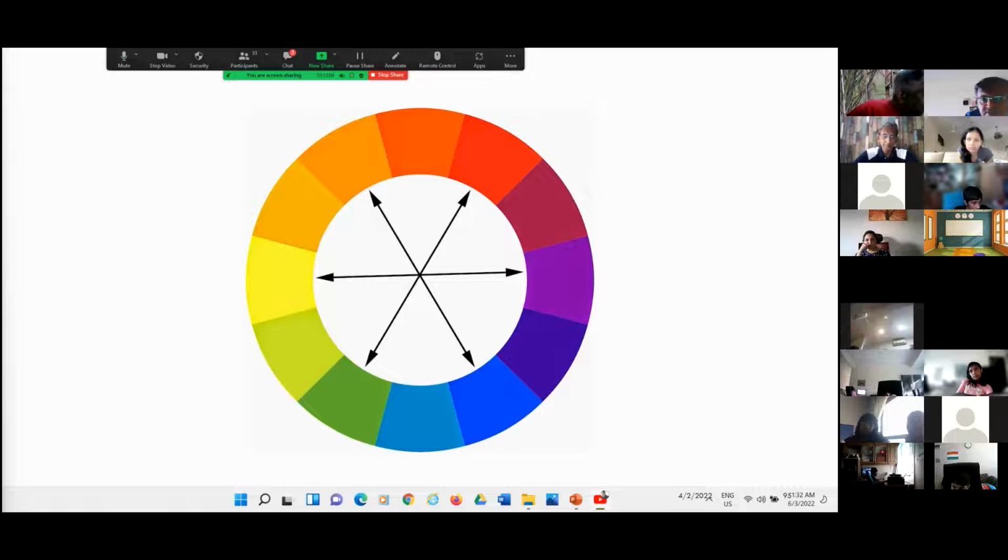So this must be set against each other. So yellow set against the purple, blue against the orange, red against the green, so that it creates a dramatic effect. It creates an impact. The other point is when you use the opposing color, do not use it in the same way.